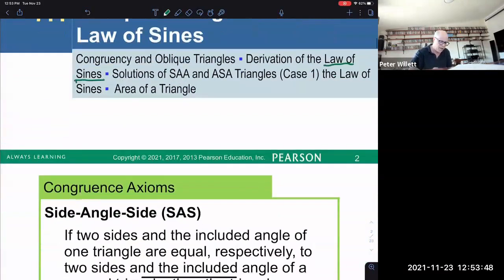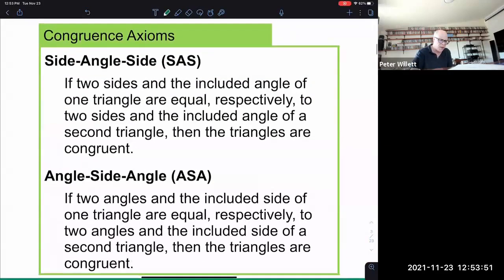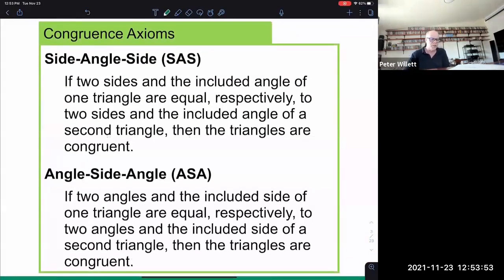Let's see how we proceed down this. We begin by introducing some notation, some terms, and some ideas. The first thing here is SAS, which stands for side angle side. This describes a situation for a triangle in which we know two sides and the angle between them. If we have two sides and the included angle of one triangle, and those turn out to be equal, respectively, to two sides and the included angle of another triangle, then the triangles are congruent.